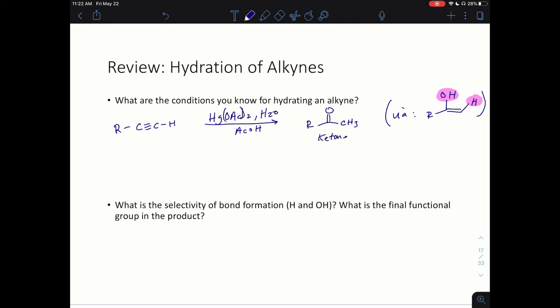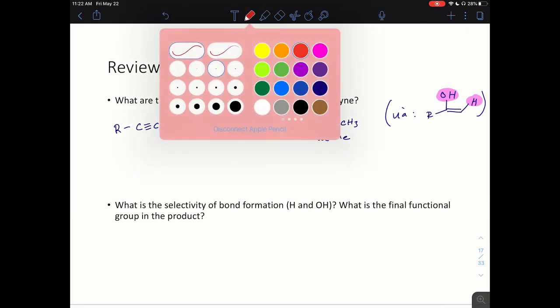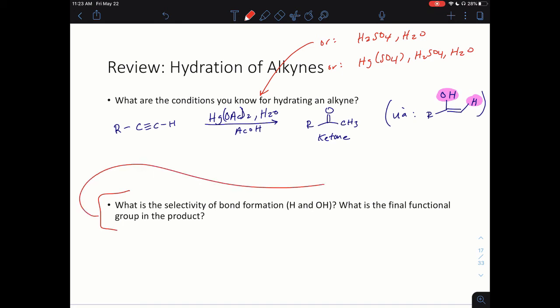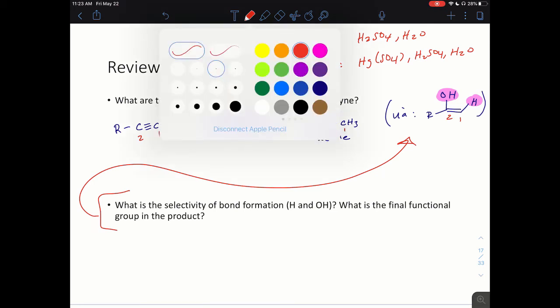And then we discussed there are some other ways to affect this same transformation. You can just hit it with sulfuric acid, but like I said, that's usually not the best idea. Or you can use mercury(II) sulfate. You'll also need a little bit of sulfuric acid and water. All right, so what is the selectivity of bond formation, and what is the final functional group in the product? The selectivity is Markovnikov. The more substituted carbon forms the bond to oxygen. And the final functional group is a ketone.